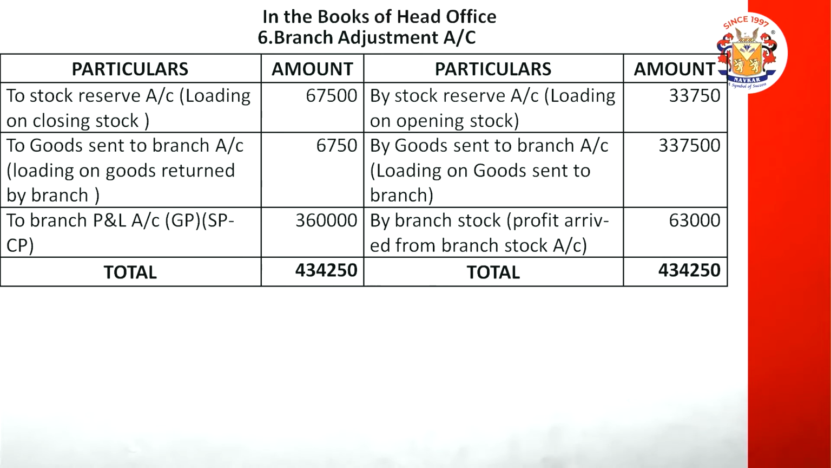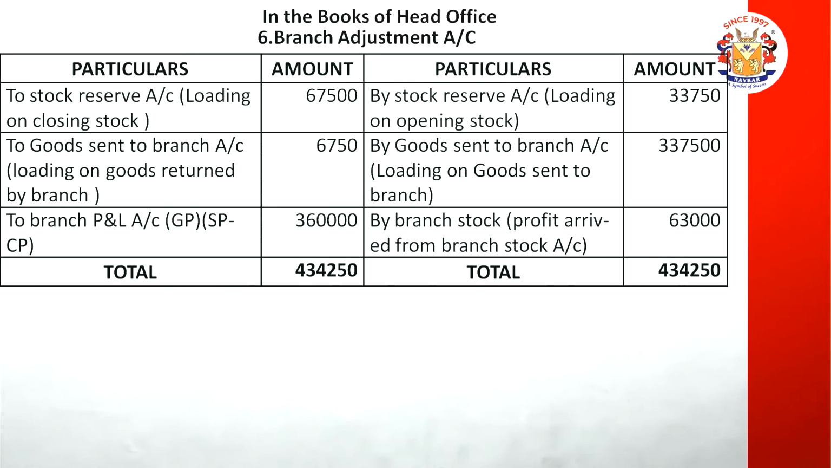On the credit side of branch adjustment account, loading on opening stock 33750 would be recorded. This is realized in the current year, but obviously unrealized in the previous year. Next one, on the credit side of branch adjustment account, we will record loading on goods sent to branch. Means at the time of sending the goods by HO to branch, we will consider that 337500 is going to realize.